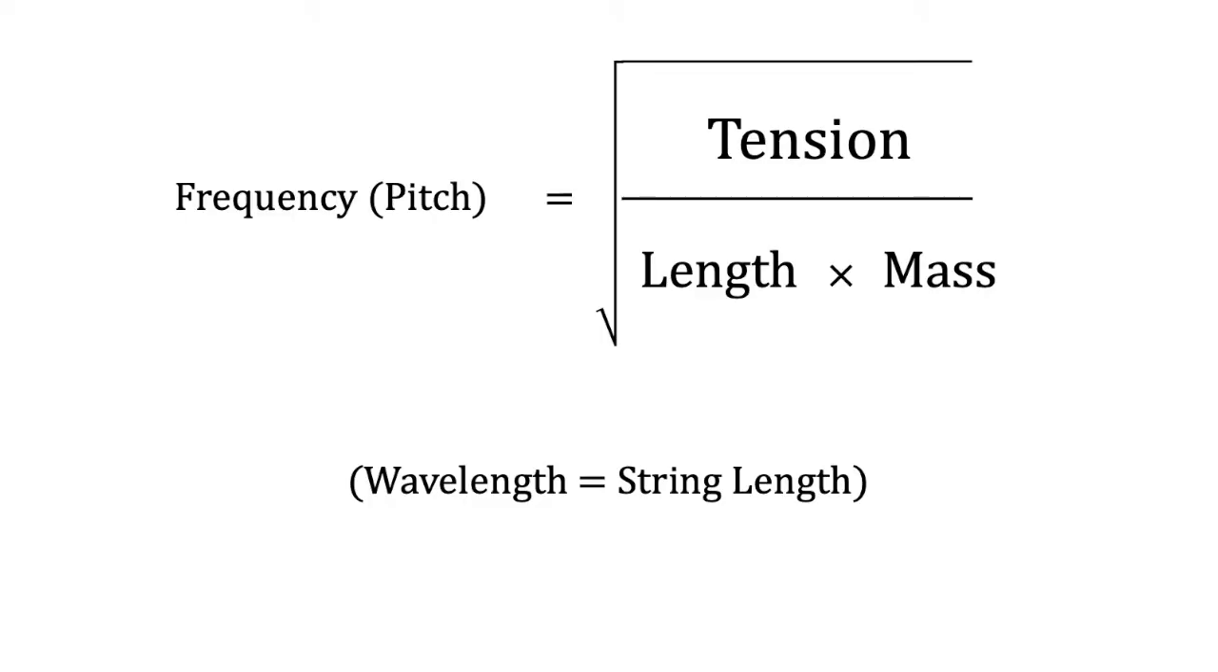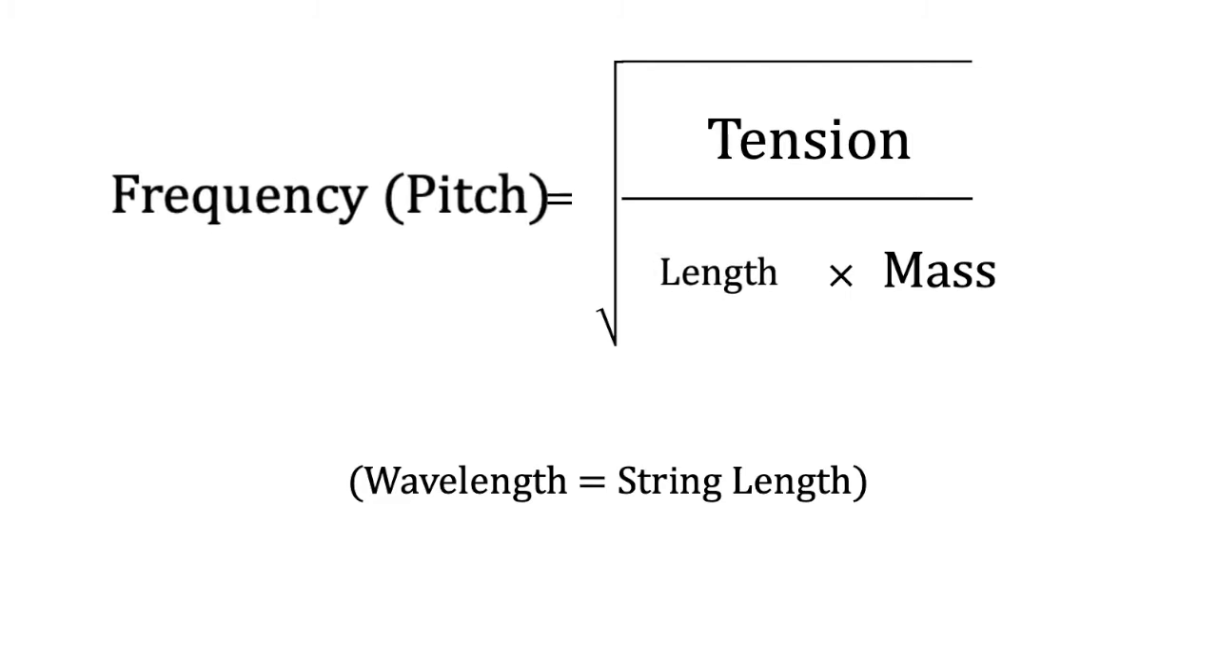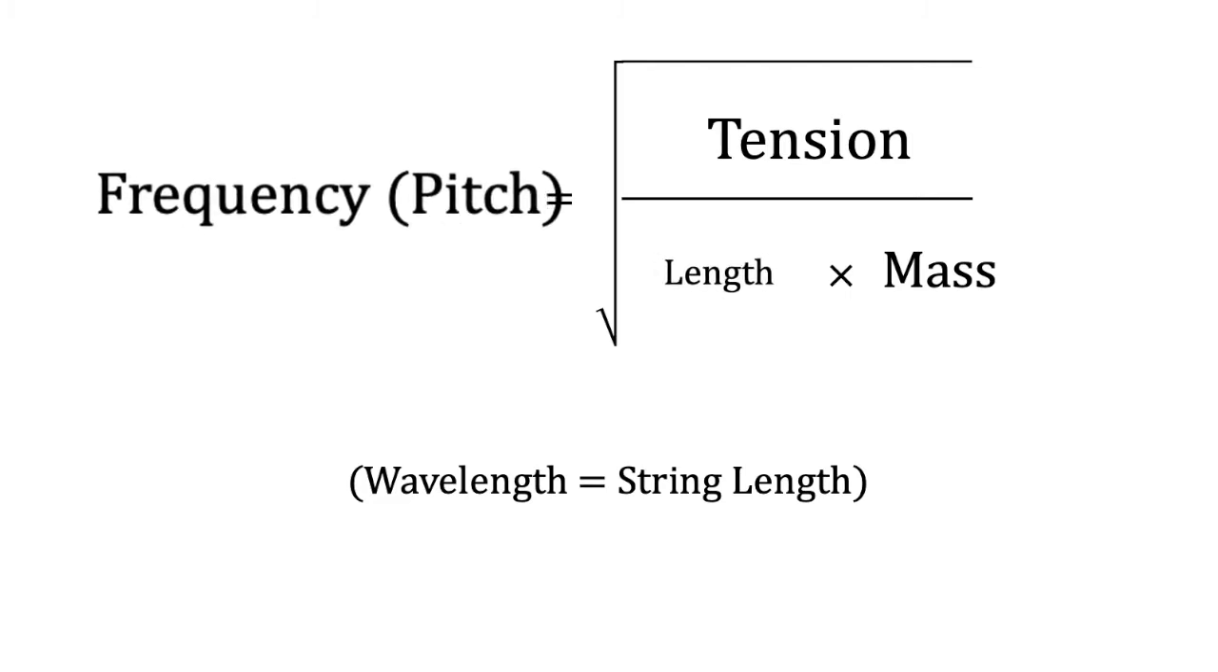The frequency or pitch of a sound wave produced by a vibrating string depends on three quantities: the length of the string, the mass of the string, and the string tension. If the wavelength is equal to the string length, which is not always the case, then the relationship looks like this. So if you decrease the string length by pushing down somewhere with your finger, the frequency or pitch goes up.